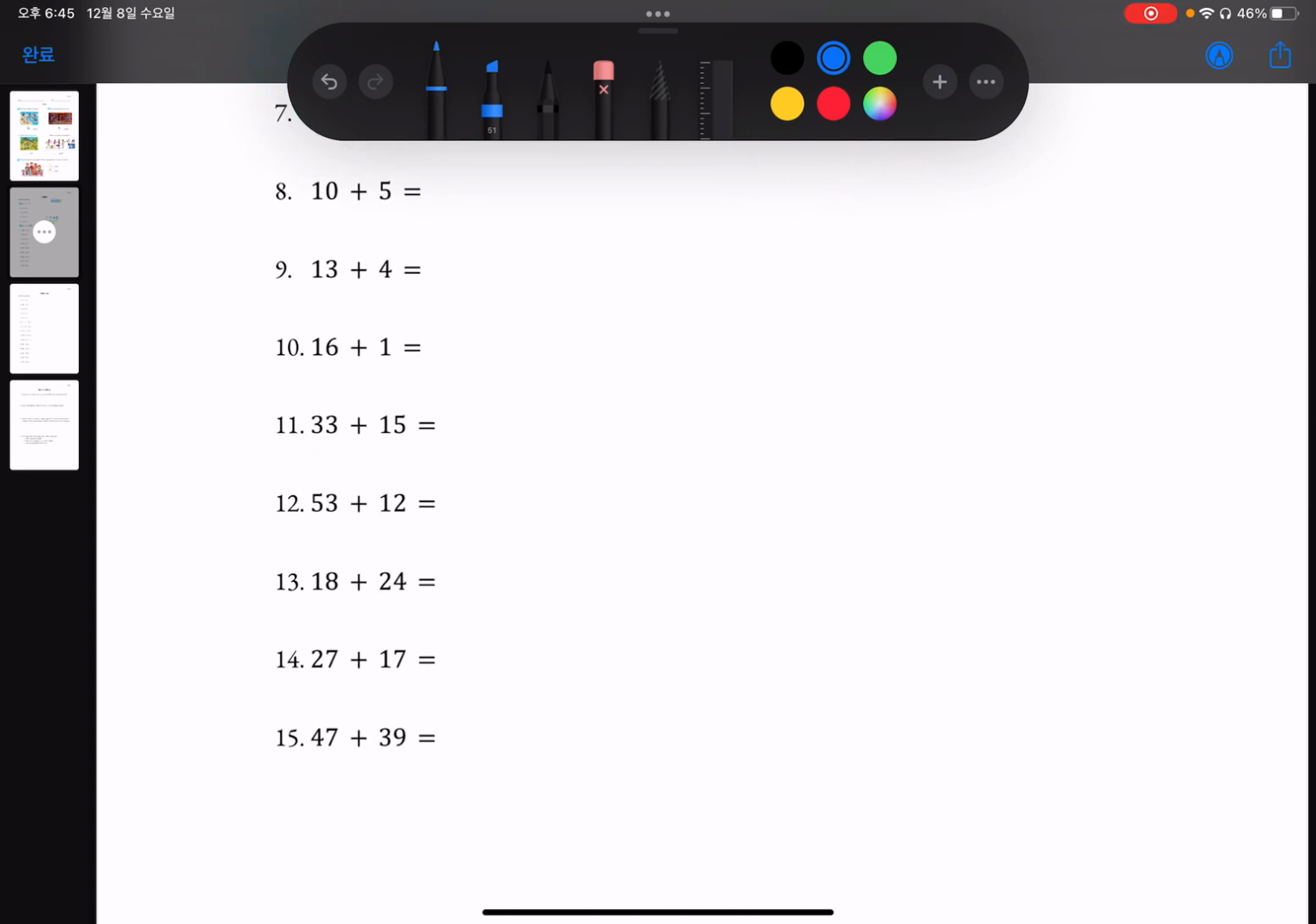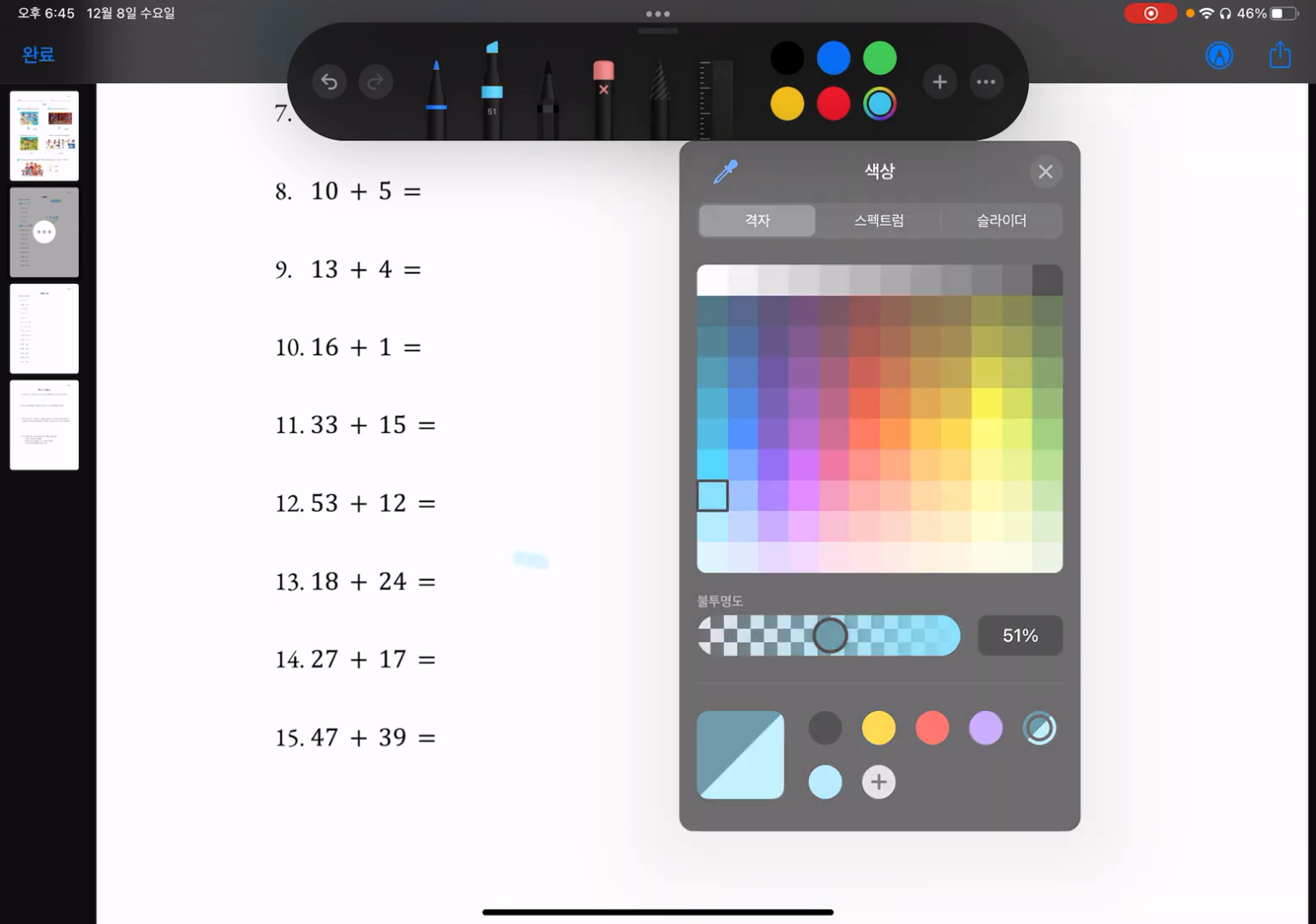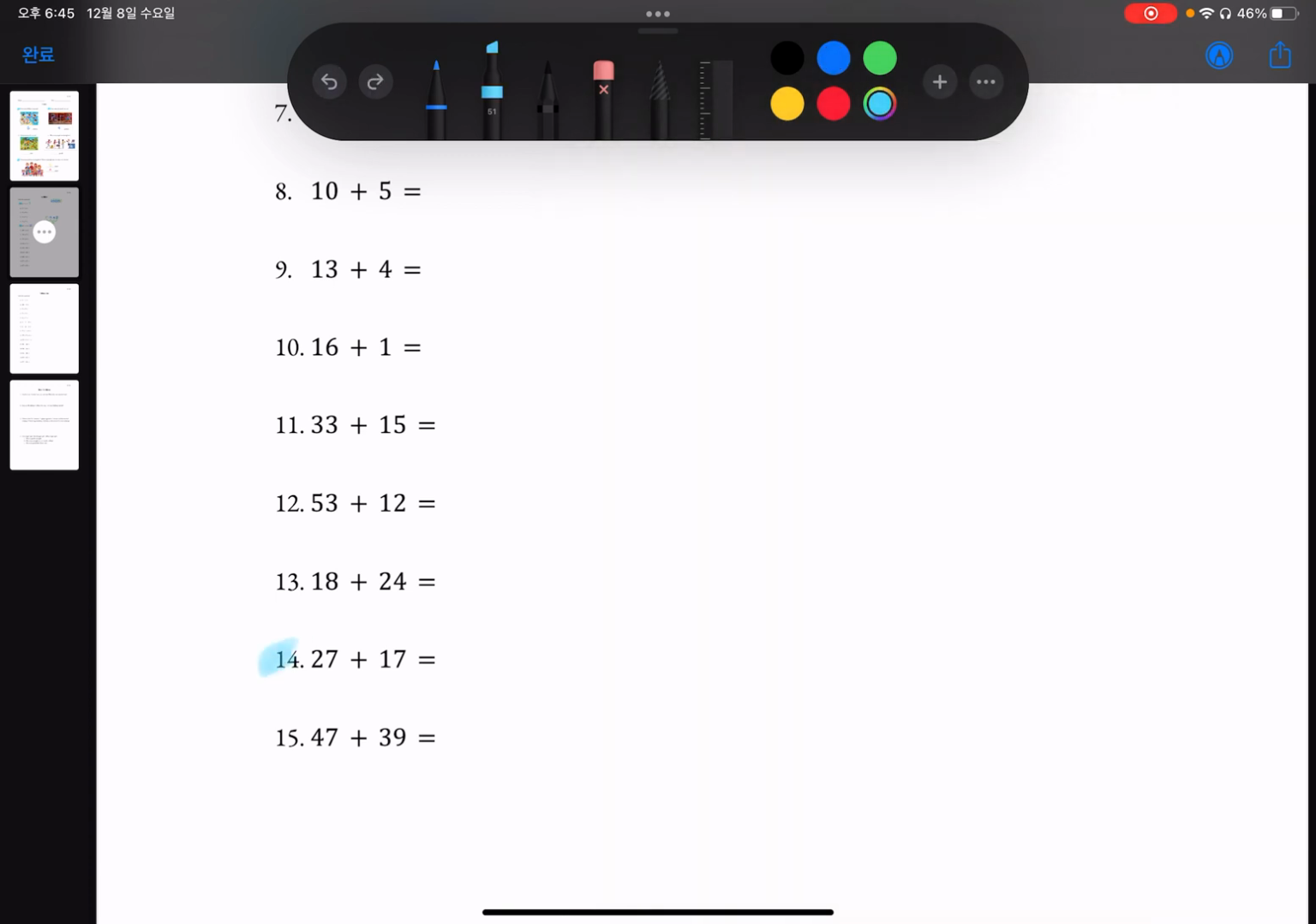Lastly, let's look at number 14. 27 plus 17. So for this question, we're going to do the vertical way. When you write it in the vertical way, you have to make sure to line up the numbers, 1s with 1s and 10s with 10s. So we see that 7 is lined up with 7 because they're both 1s, and 10 and 20 are lined up with each other. So let's first add 7 and 7. 7 plus 7 is 14.